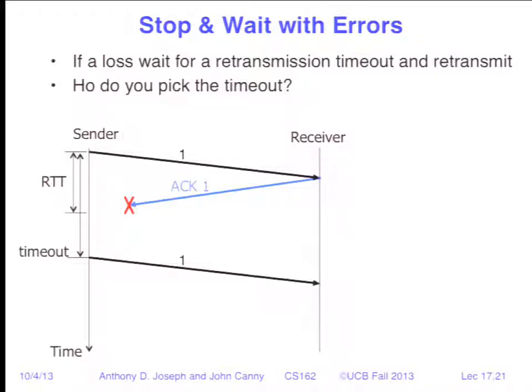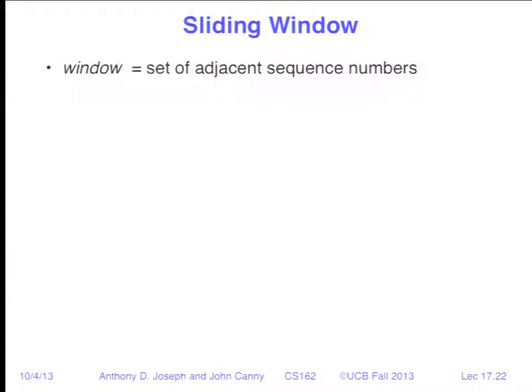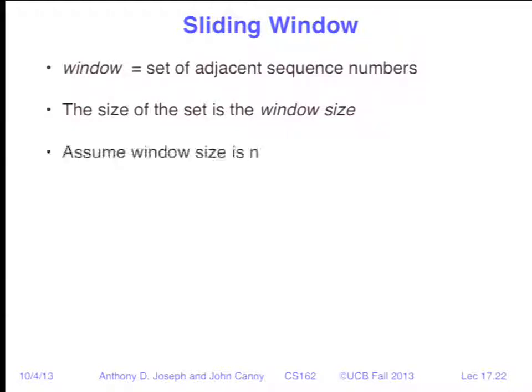Now I'm going to make it, unfortunately, really complicated. We're going to do sliding windows. So a window is just a set of adjacent sequence numbers. It's like 2, 3, 4, 5, 7, 8, 9, 10, 11. That's a window. They have to be adjacent. The size of the set is the window size. Okay, that's pretty easy. We're going to assume we start with a window size of n.